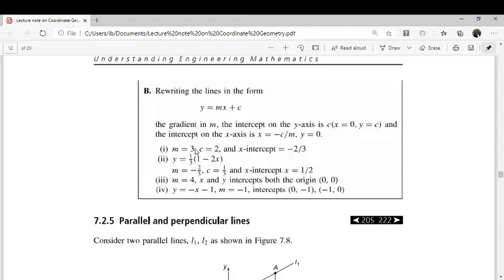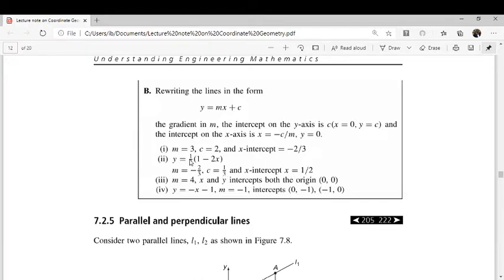If your m is 2 and your c is 2, the intercept of x will be at minus 2 over 3. Now if your m is 3 and your c is 2, the intercept of x will become minus 2 over 6. Now look at this equation. You want to find what your m is, what your c is, and what the intercept is.